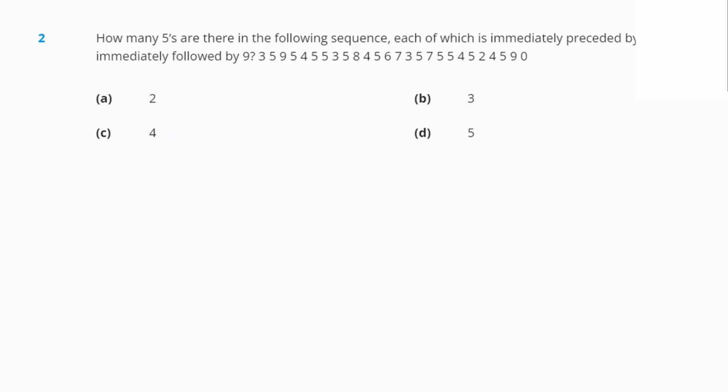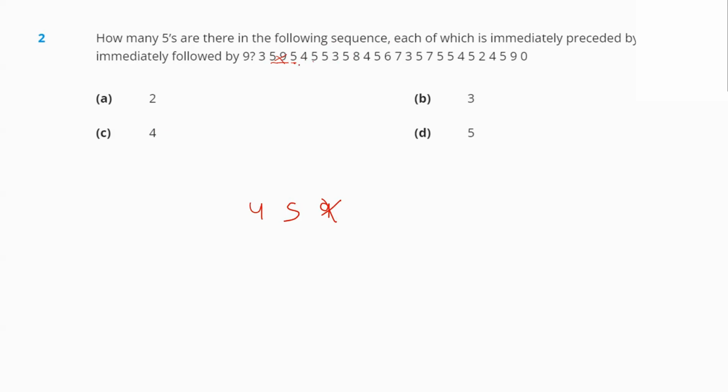How many 5s are there in the following sequence, each of which is immediately preceded by 4 but not immediately followed by 9? So we have to find a 5 which is immediately preceded by 4, but 9 should not follow it. If you look at the series, we have this, but 9 is there, so we will not take this. This is here, so this can be one set.